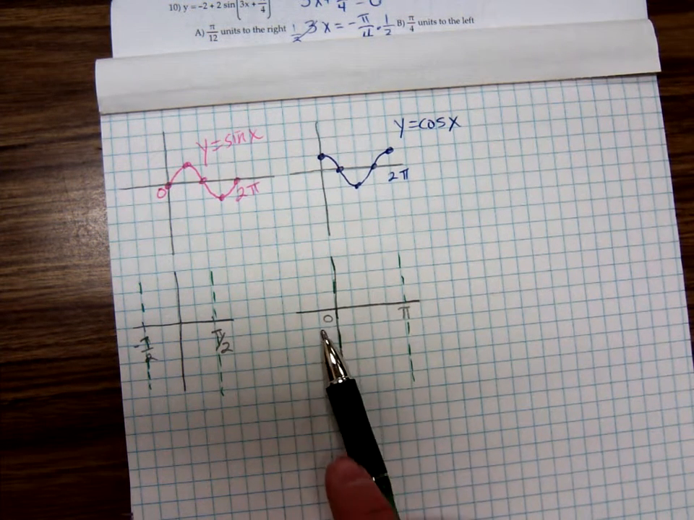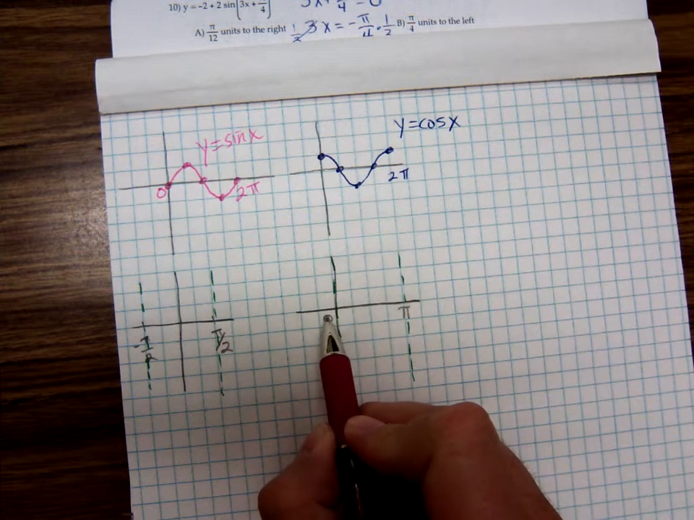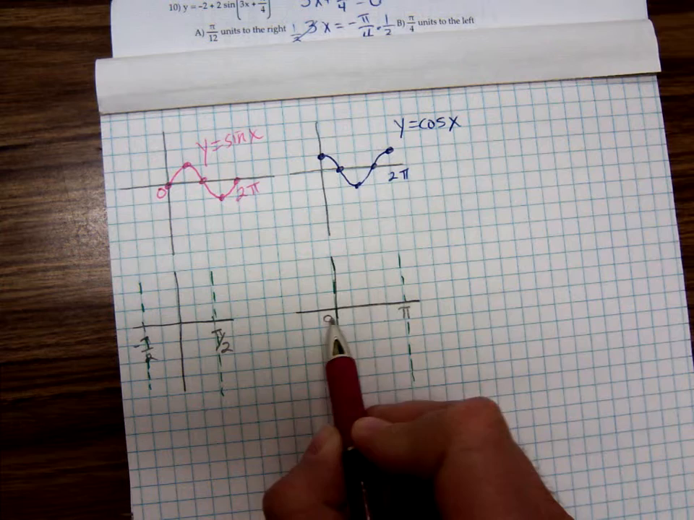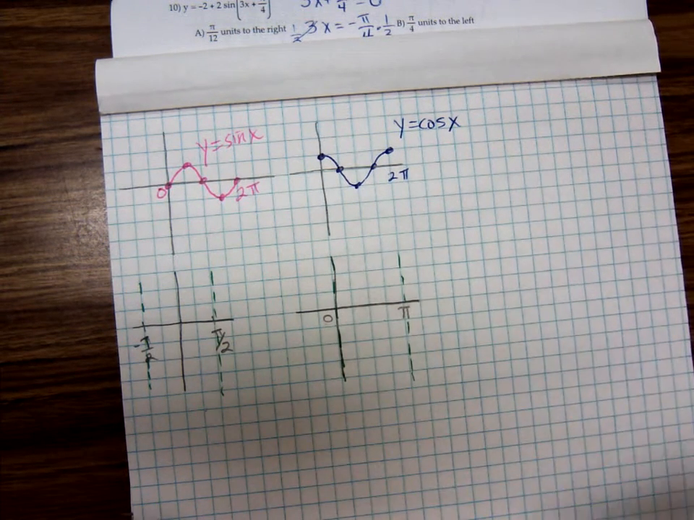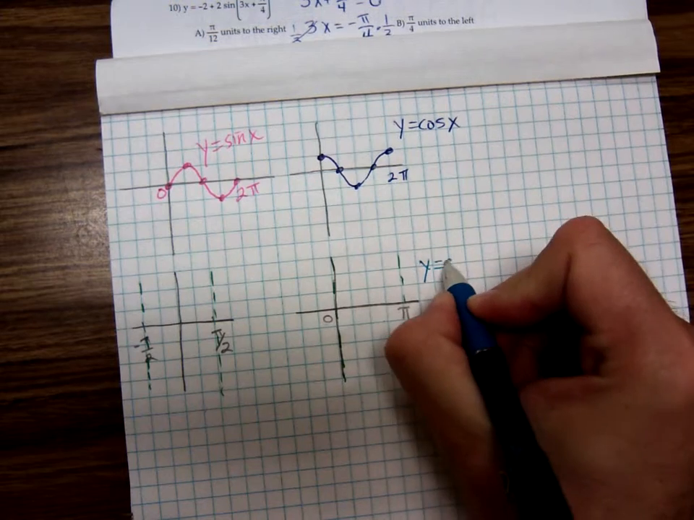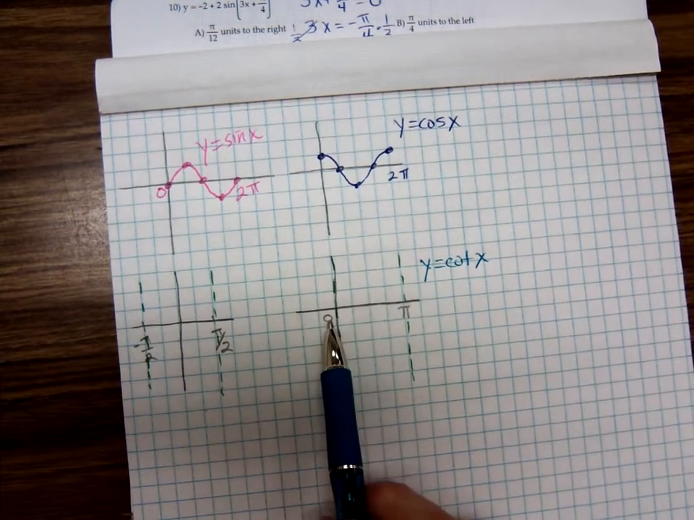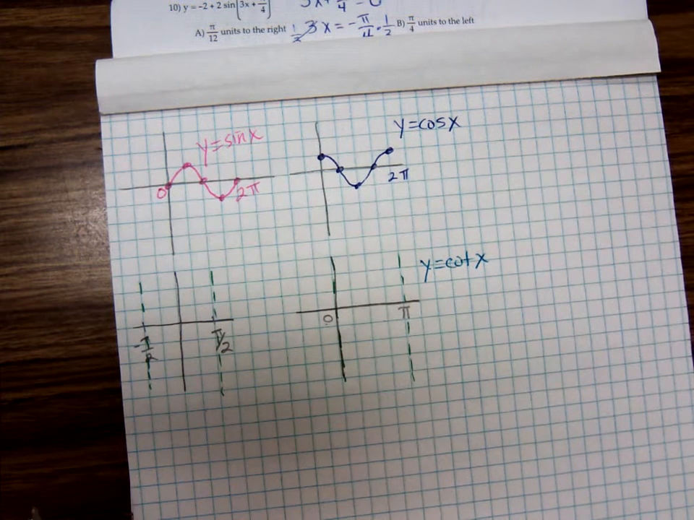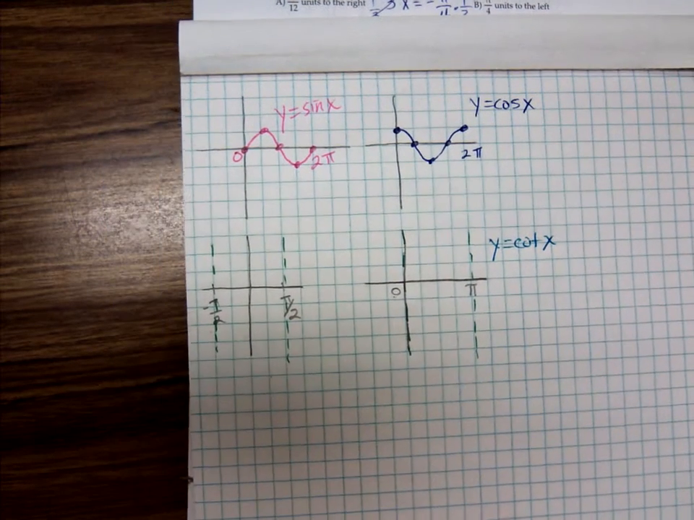To remember which one has asymptotes at negative pi over 2 and which one has asymptotes at 0 and pi, I think to myself, which one has the O or the 0 when you look at it? This one over here is going to be cotangent. Cotangent x has asymptotes at 0 and pi, no O there. By default, tangent x has asymptotes at negative pi over 2 and pi over 2.